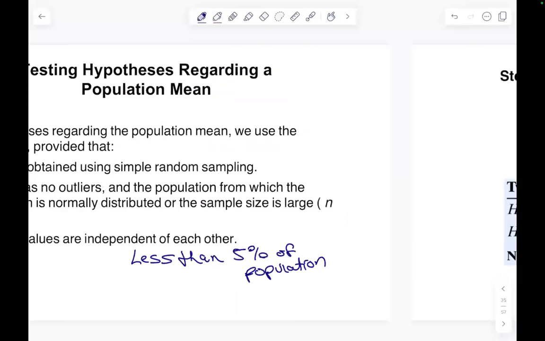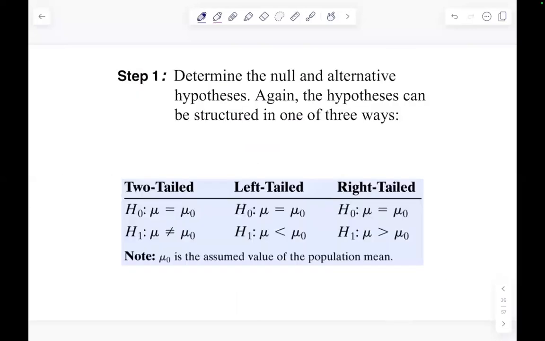All right. All of this is exactly the same. The only difference is we're using mu. And for some reason, they changed the null to be on the assumed value. So these are assumed values. So I guess that's actually the same. So not equal is still two-tailed. Less than is still left-tailed, and greater than is still right-tailed. All of that is still the same. It's just using mu instead.